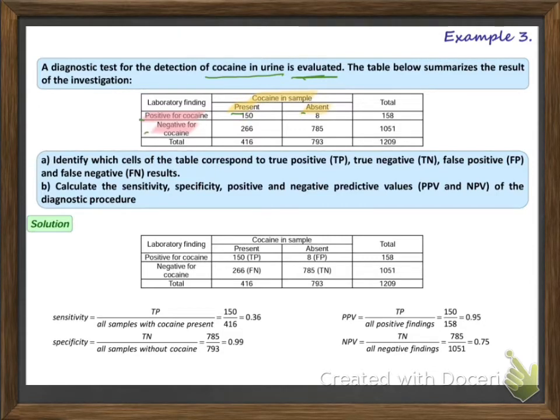The first question, identify which cells in the table correspond to true positive. True positive means it shows positive in the lab test and actually it is present, okay? So positive for cocaine and present, so this is the true positive, okay?